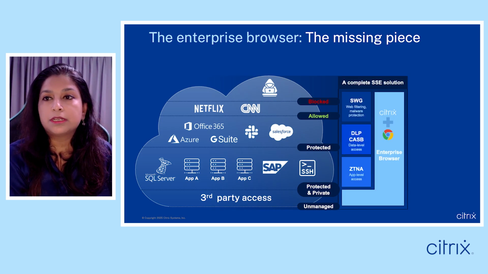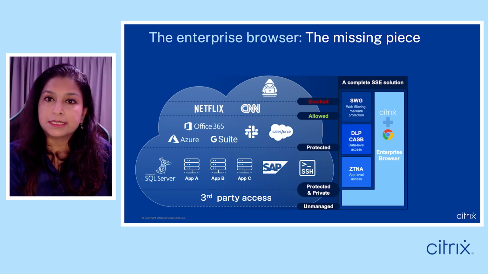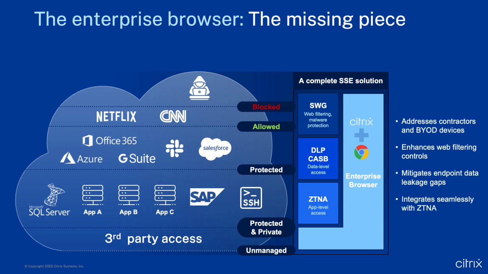That's where the most critical piece of the puzzle, the Citrix and Google Chrome Enterprise Premium integration, shines. Our solution complements Secure Service Edge solutions and protects access at every level. This means you can address contractor and BYOD devices, enhance web filtering and data protection policies, mitigate endpoint leakage gaps, and integrate natively with zero trust network access for end-to-end security.